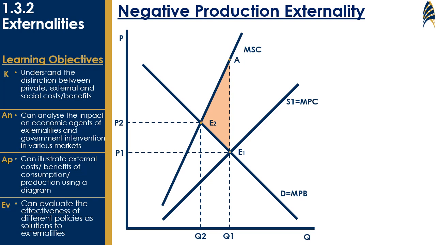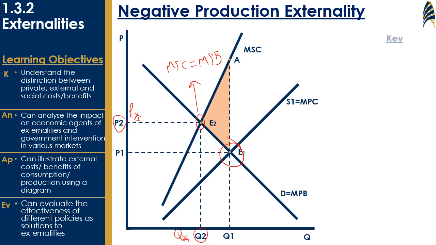Like I said, I quite like this to be Q star and P star, because that there is where MSC equals MSB. It's the equilibrium. It's the socially optimum equilibrium. Sadly, this is where we end up, where basically supply equals demand.